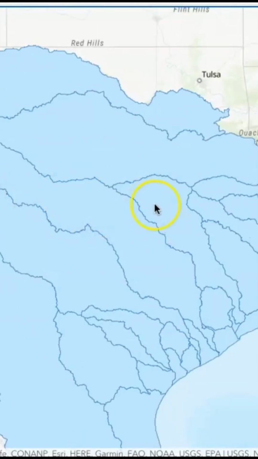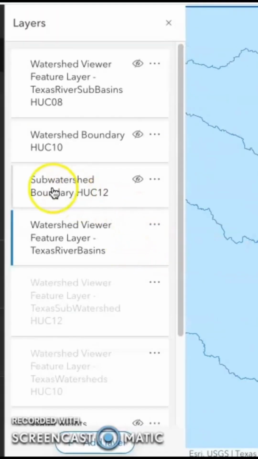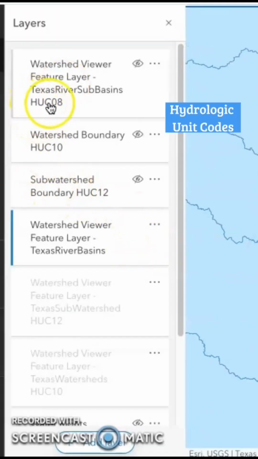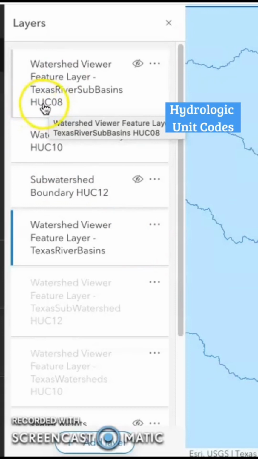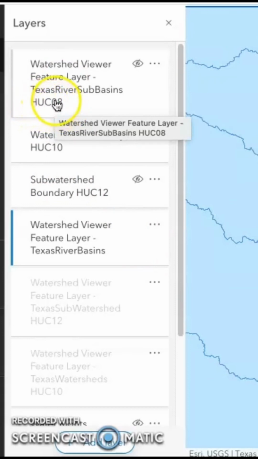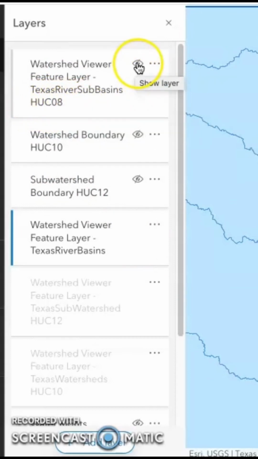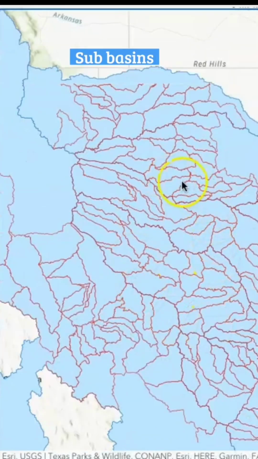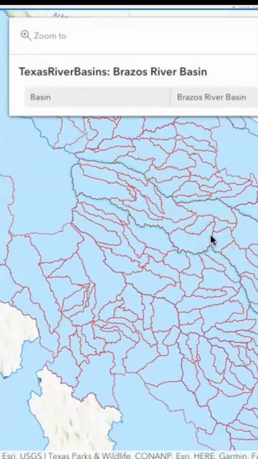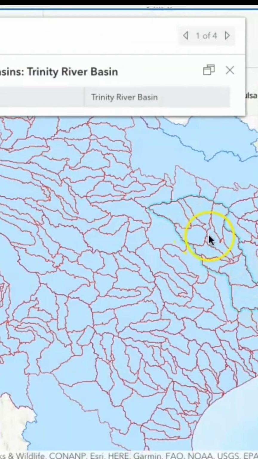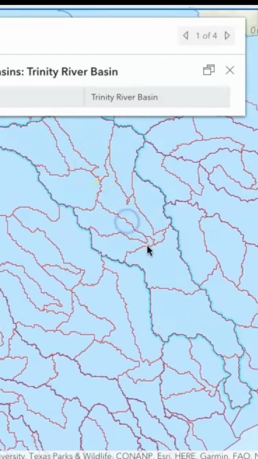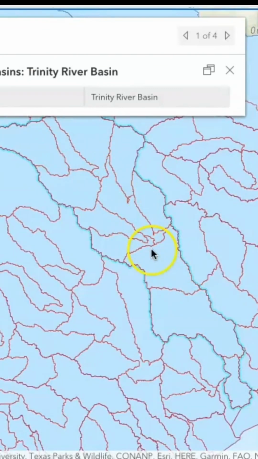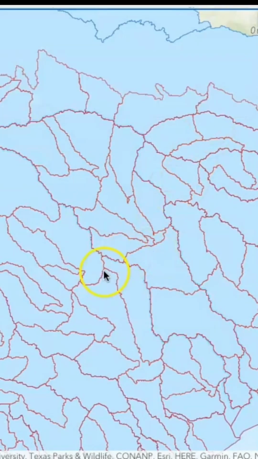But if you want to look a little bit more closely, you can add something called HUCs. So these are hydrologic unit codes. And this is a HUC 8. So it's just a designation of size. And if I add the HUC 8s in, you can see that these are sub-basins. So they're smaller than the overall river basin. Here's our Brazos, here's our Trinity. This entire Trinity River Basin is now broken up into multiple sub-basins. It can help us categorize watersheds by making them smaller.